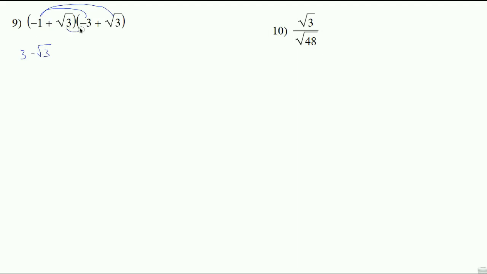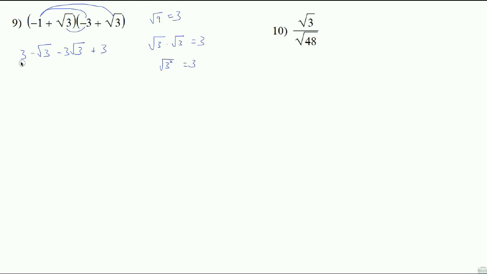Root 3 times negative 3 is negative 3 root 3. And root 3 times root 3 is simply 3. Just as a reminder, root 3 times root 3 is root 9, which is 3. Whenever we multiply a square root times itself, it's the number under the root. That's because root 3 times root 3 is actually root 3 squared, and the square root cancels with the squared to be 3. So there are a couple different ways of looking at that.